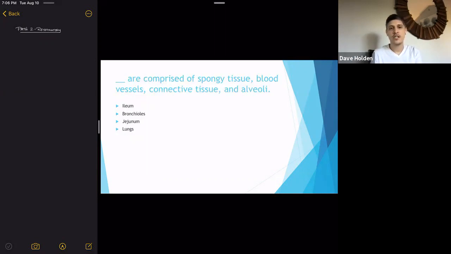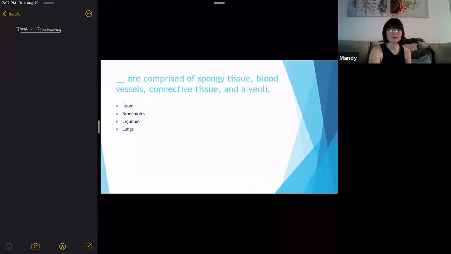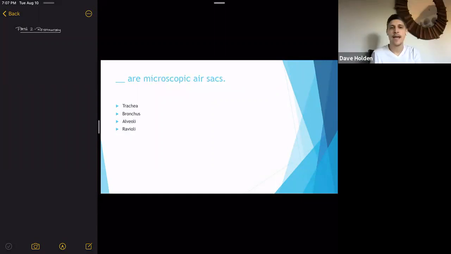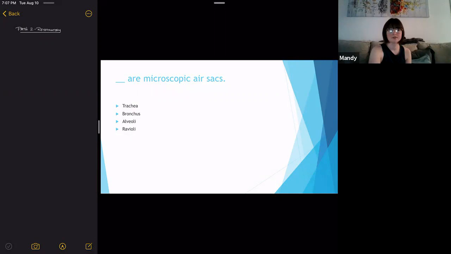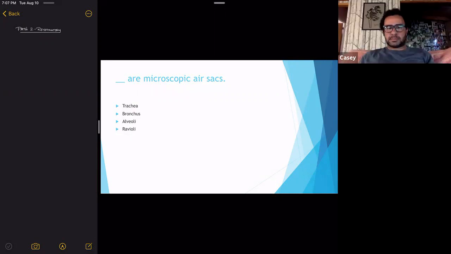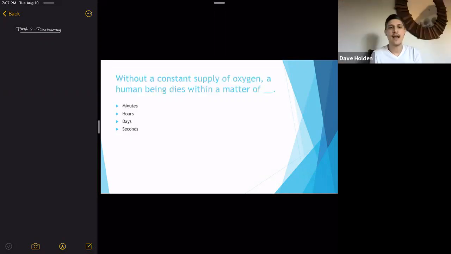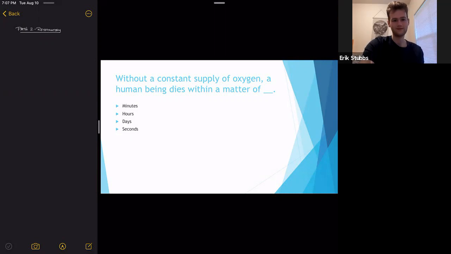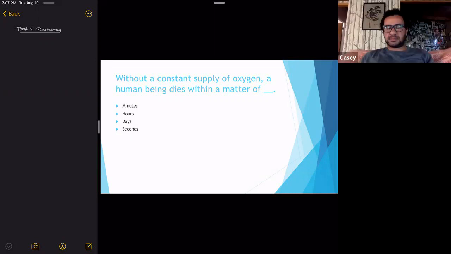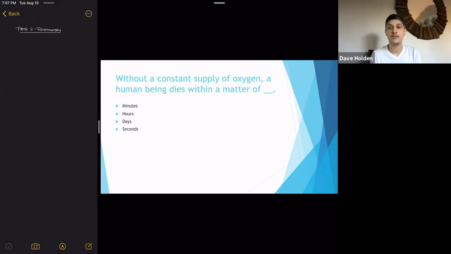Which of these are comprised of spongy tissue, blood vessels, connective tissue, and alveoli? The lungs. Microscopic air sacs. Alveoli. Without a constant supply of oxygen, a human being will die within a matter of minutes. The need for oxygen is the most pressing need of the body.